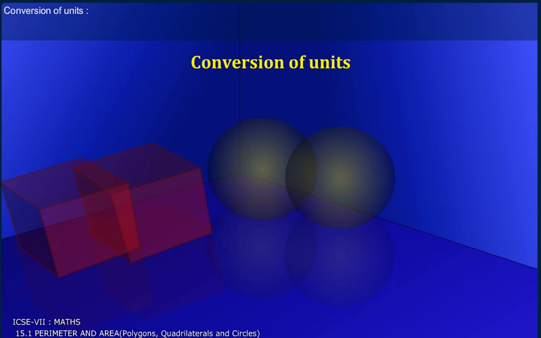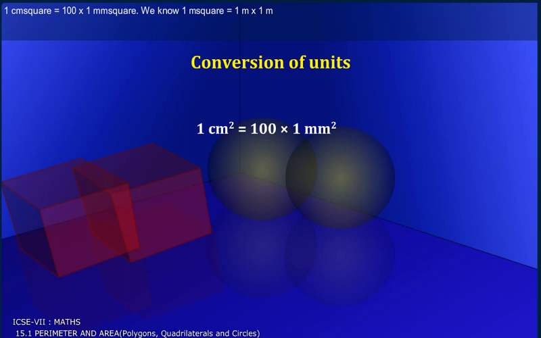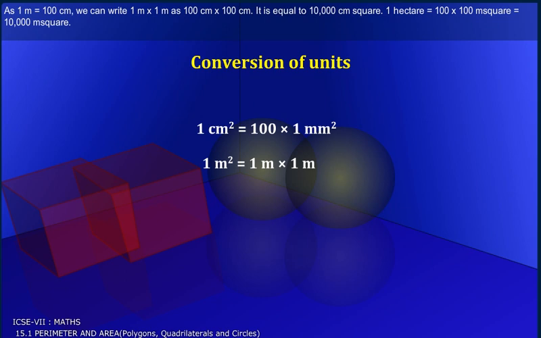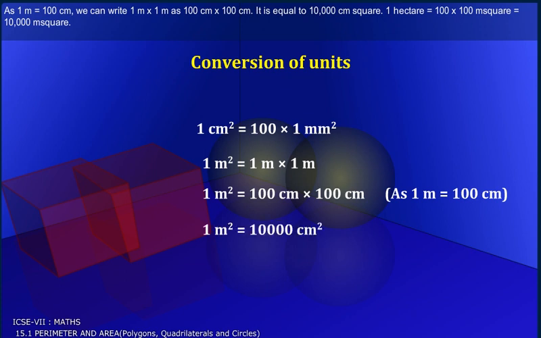Conversion of units. 1 cm square is equal to 100 into 1 millimeter square. We know 1 meter square is equal to 1 meter into 1 meter. As 1 meter is equal to 100 centimeter, we can write 1 meter into 1 meter as 100 centimeter into 100 centimeter. It is equal to 10,000 centimeters square. 1 hectare is equal to 100 into 100 meters square, which is equal to 10,000 meters square.